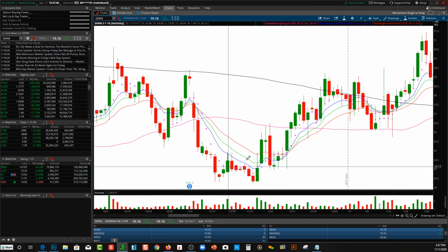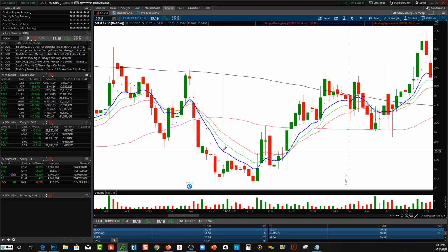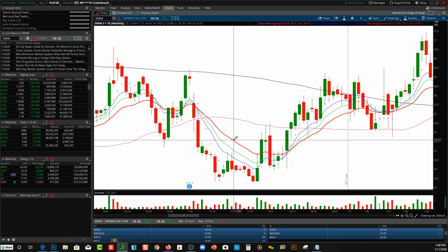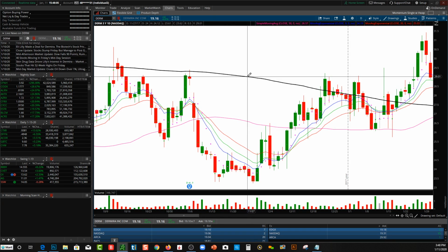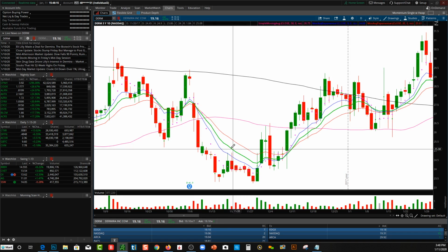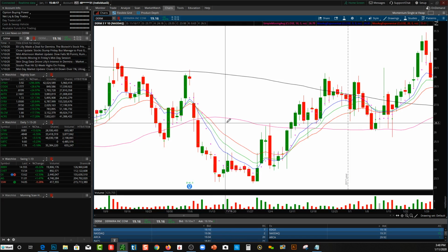This is a really choppy looking chart. What are my moving average lines? So right here, the blue line is the 9 EMA. The red line is the 20 EMA. The pink line is the 50 SMA. And the black line is the 200 SMA. EMA stands for exponential moving average. SMA stands for simple moving average. This green line is the 13 EMA.